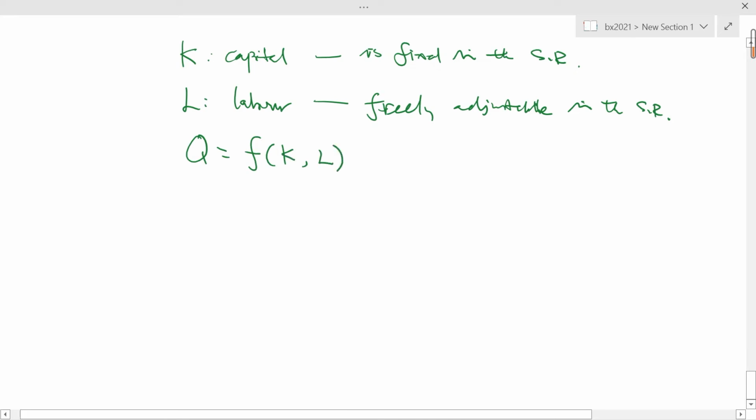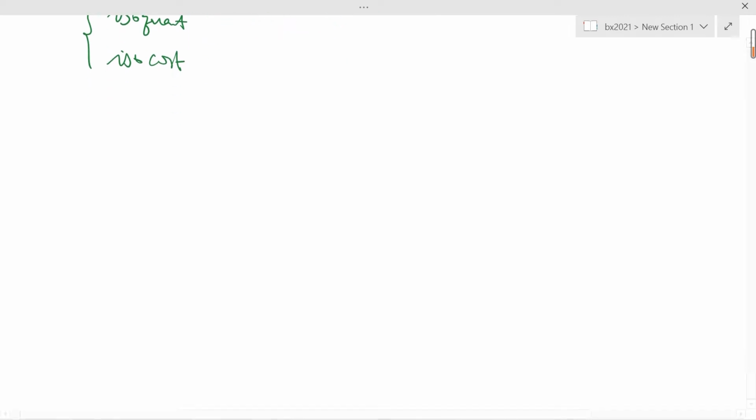Okay, so now the issue we want to address is how many units of capital and how many units of labor I should use in order to maximize the profit. And let's solve this problem graphically. For this purpose, we need two tools. One is called isoquant. The other is called isocost. Let's look at isoquant first.